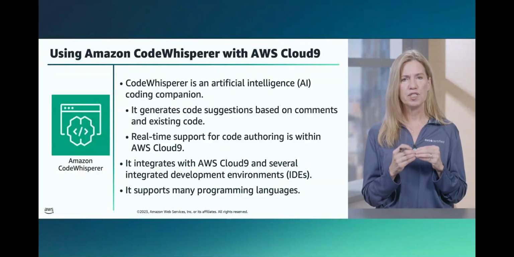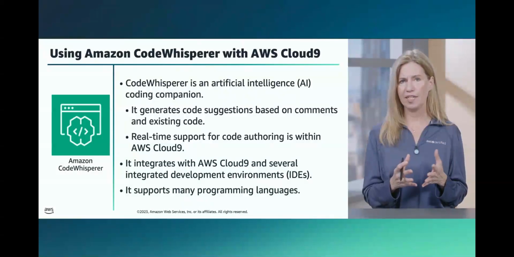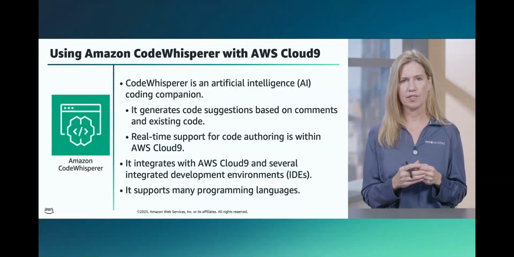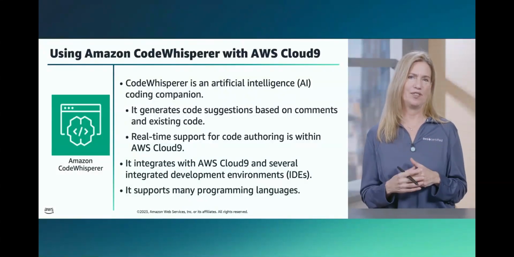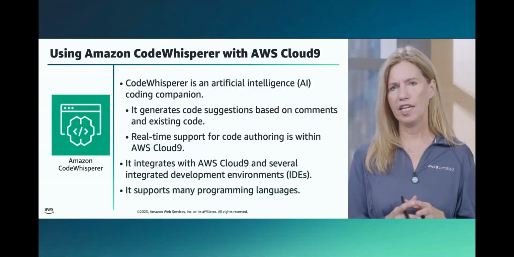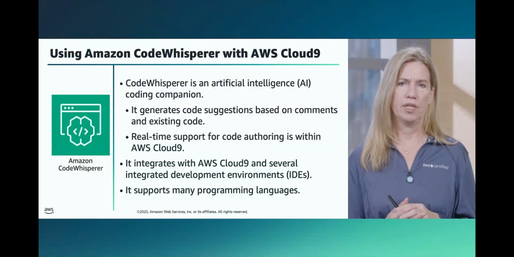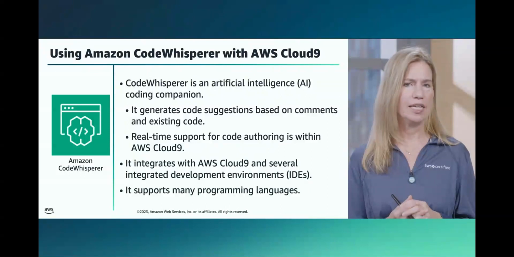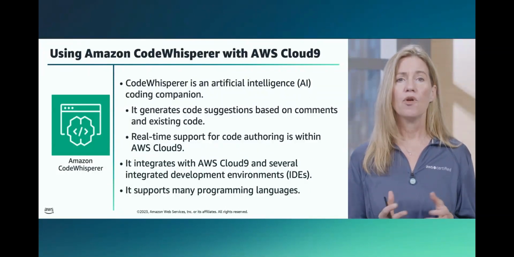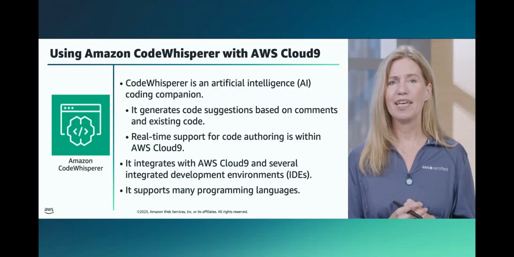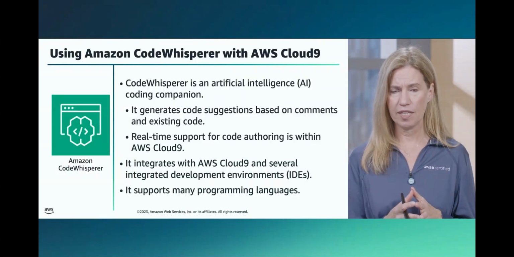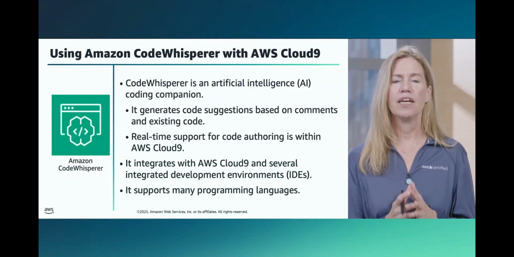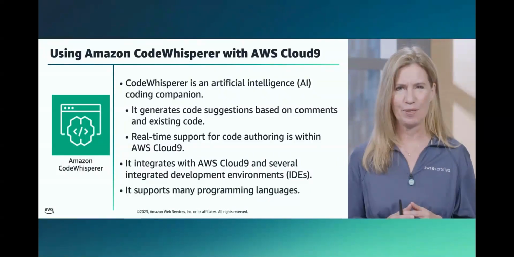CodeWhisperer uses generative AI to give code recommendations based on natural language comments, the code that's been written, and existing source code. Along with AWS Cloud9, CodeWhisperer integrates with several other IDEs and programming languages. For more information about other IDEs and languages that CodeWhisperer is compatible with, see Amazon CodeWhisperer in the Content Resources page of your course.